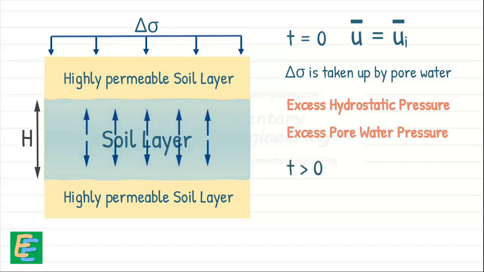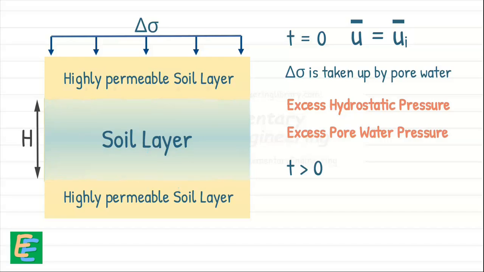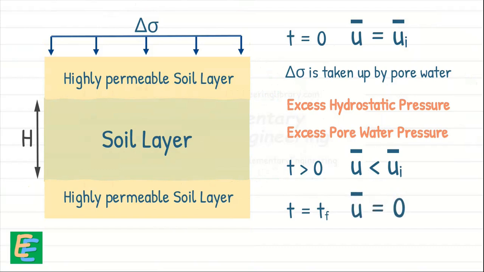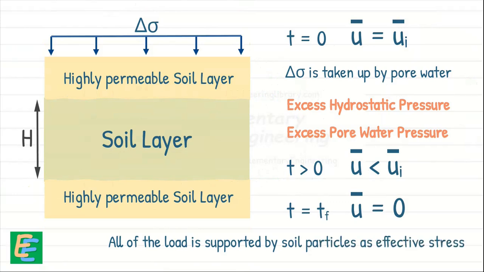Water begins to escape from the top and the bottom of the soil layer, causing the excess pore water pressure at the top and the bottom of the clay layer to drop to 0. However, the excess pore water pressure in the middle portion of the clay layer remains high. As consolidation progresses, the excess hydrostatic pressure in the middle of the clay layer decreases, and eventually at time t equal to t final or infinite, the entire excess pore water pressure dissipates. At this point, all the load is supported by the soil particles as effective stress.